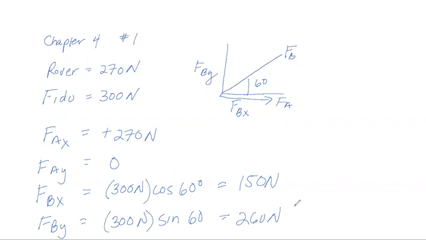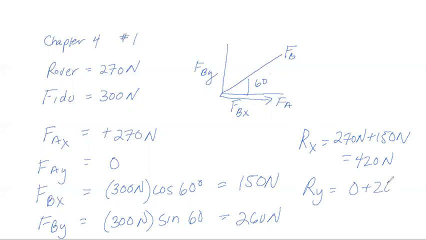And adding up our forces in the X and Y direction. So this resultant X is going to be equal to 270 newtons plus 150. And that's going to be 420 newtons. And the resultant Y is going to be equal to 0 plus 260 newtons. That's going to be 260 newtons. And now we want to find the polar coordinates, so we'll go ahead and do that.